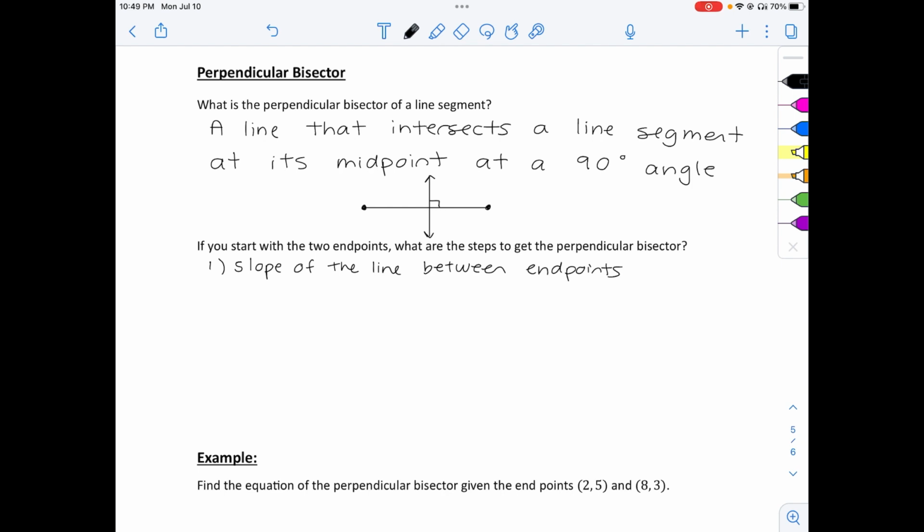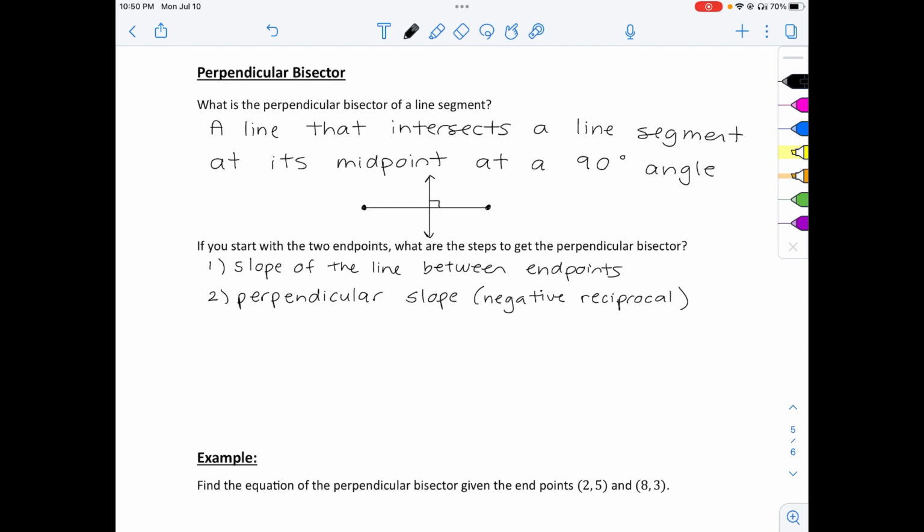Once you have that slope, you want to figure out the perpendicular slope. So this is similar to what we did with the altitude of the triangle. So you're going to do that by taking the negative reciprocal of your slope from step 1. And we need this because we know that the perpendicular bisector is perpendicular to the line segment. So that's why we want to find the negative reciprocal of the slope, because that will give us a line that intersects the line segment at a 90-degree angle.